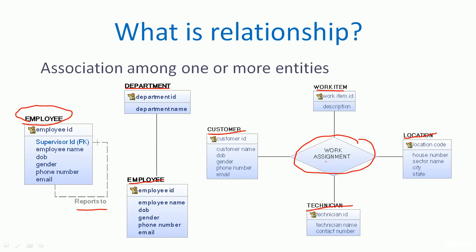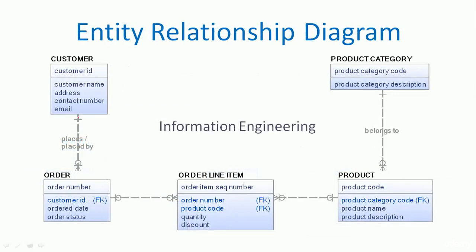This work assignment can be perceived as a relationship or even an entity. It is up to the user to decide which representation is most suitable. So back to entity relationship diagram. We have discussed what is an entity and attributes. We have discussed what are relationships. Now the next important step is to understand a notation so that we can start drawing entity relationship diagrams.